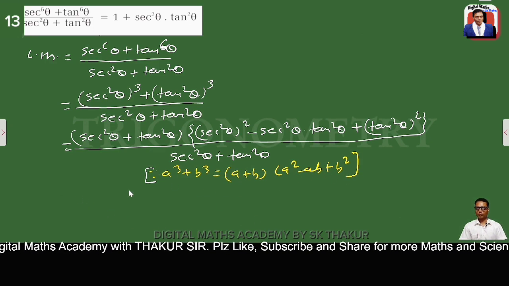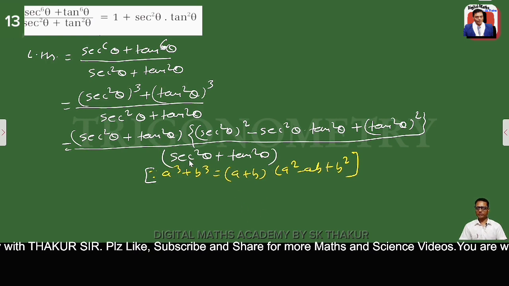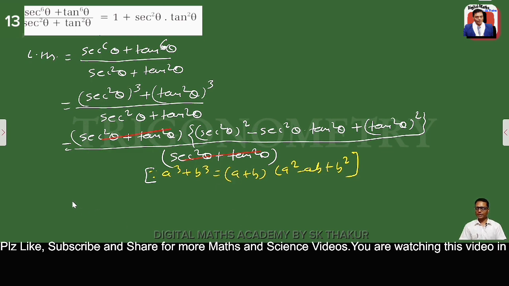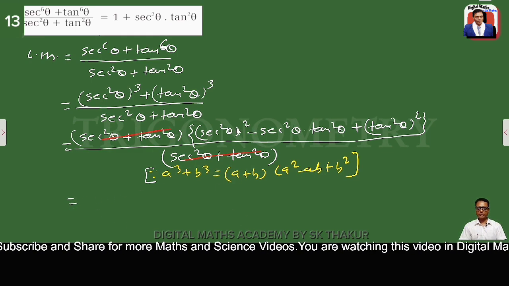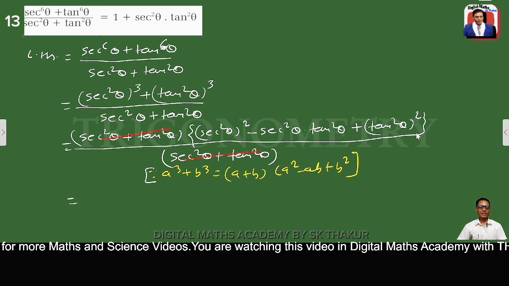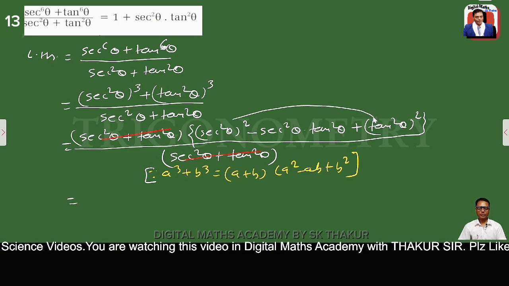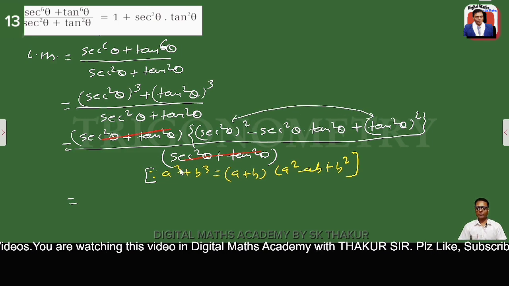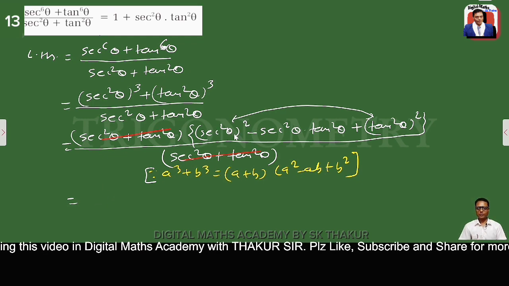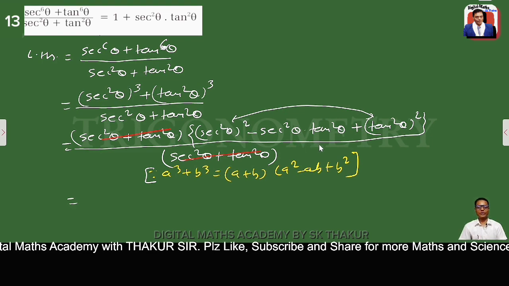Now we see here the denominator and the numerator, sec square theta plus tan square theta, yes, we can cut, and remaining we have here sec square theta whole square minus sec square theta dot tan square theta plus tan square theta whole square. So again we apply formula here, a square plus b square. So a square plus b square has two formulae. The second formula we apply. First formula is (a plus b) whole square minus 2ab. Another is (a minus b) whole square plus 2ab.